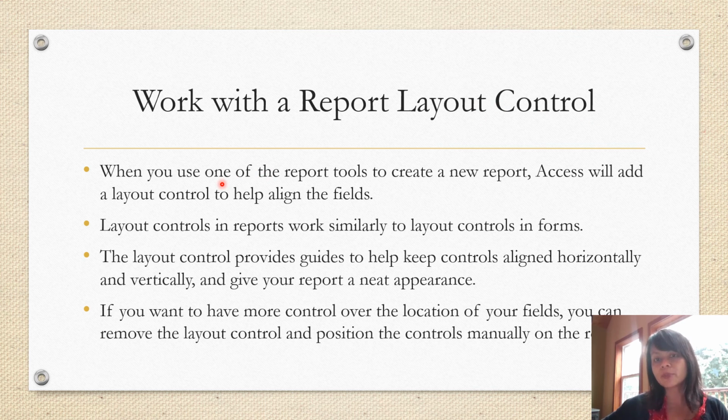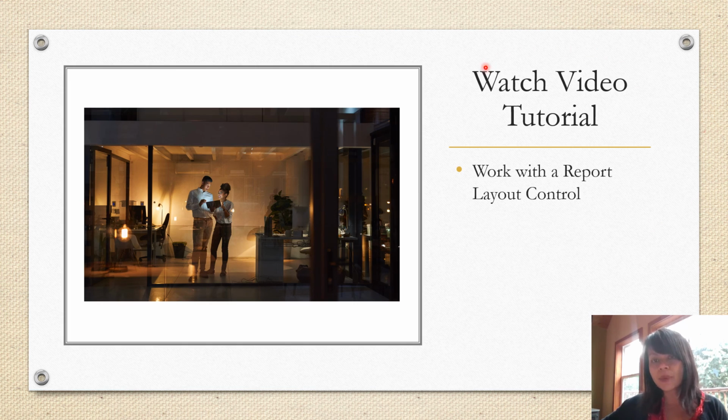When you use one of the report tools to create a new report, Access will add a layout control to help align the fields. Layout controls in reports work similarly to layout controls in forms. They provide guides to help keep controls aligned horizontally and vertically to give your report a neat appearance. So if you want to have more control over the location of your fields, you can remove the layout control and position the controls manually on the report. Please watch the video tutorial on working with a report layout control.